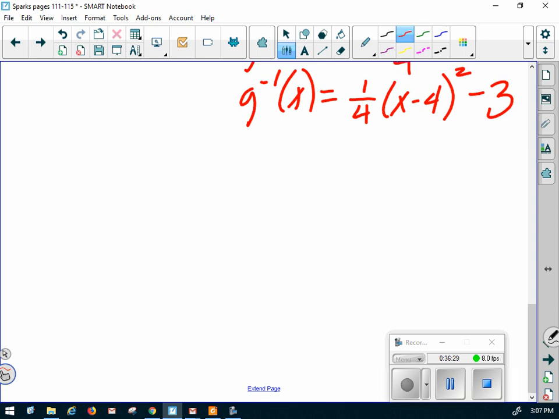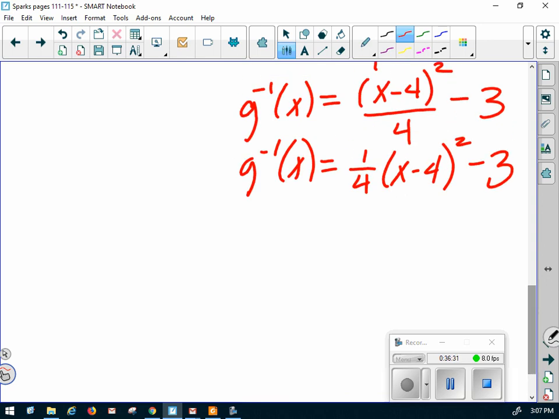Take a look. When you're dividing by 4, is that the same as multiplying by a fourth? Do you know what this looks like? This is a parabola that has had what done to it? What's the 1/4 do?